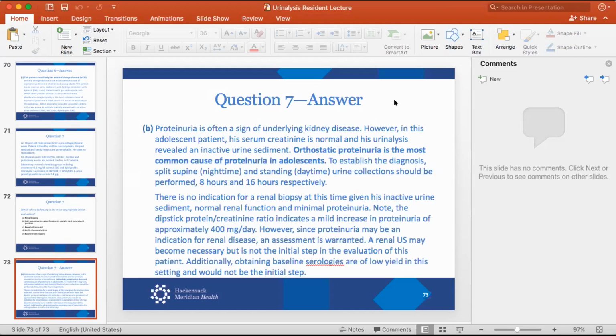But it's very, very important, team, to make sure that you understand the importance of urine analysis and dipstick. I can't overemphasize this.